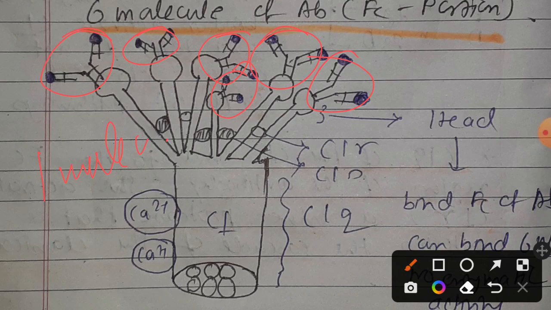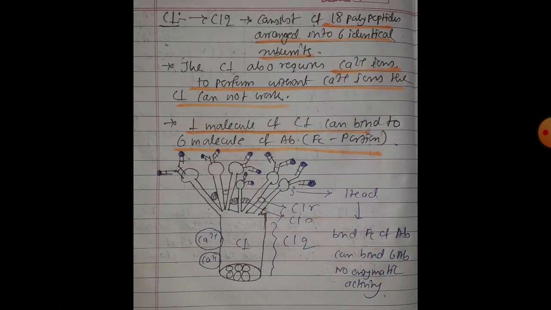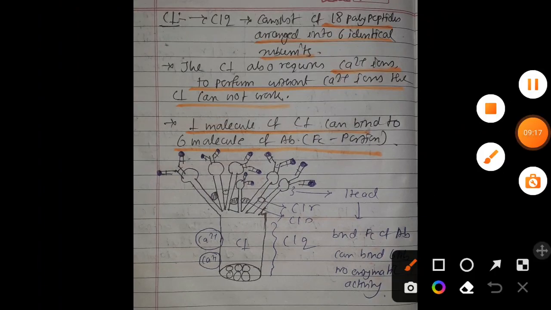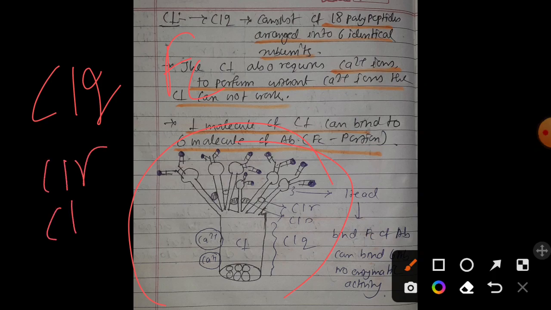Another important thing, C1 cannot work in absence of Ca2+. It requires Ca2+ for its activation. Otherwise it cannot perform its work. So we have learned that C1q will first react with the Fc portion of the antibody, and C1r and C1s here will play the role of the protease.